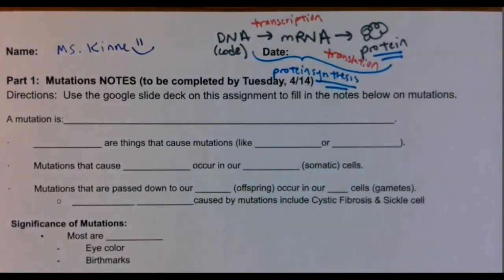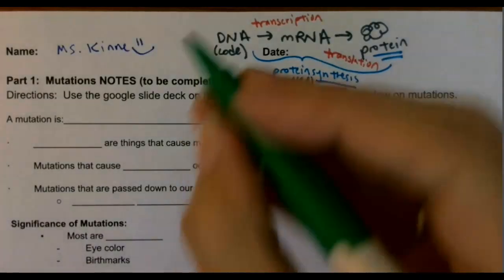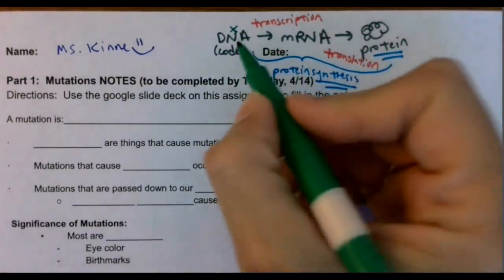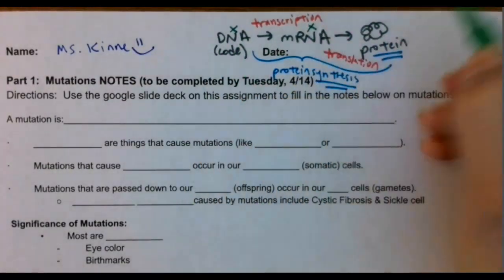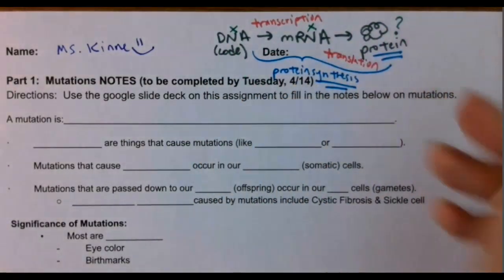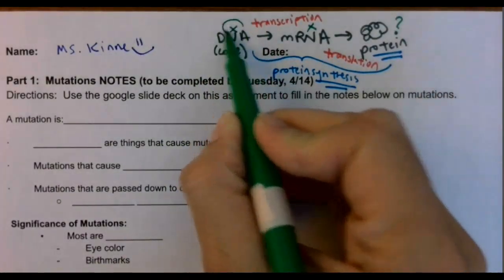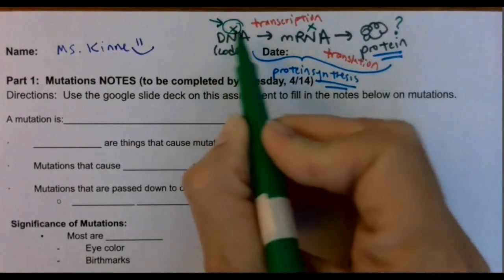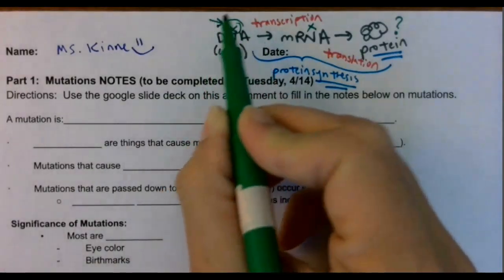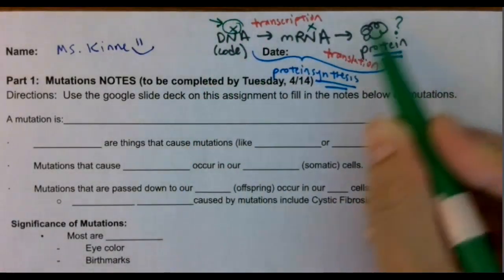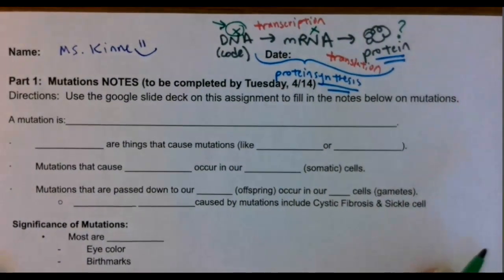So the question I have for you today is, what if something goes wrong? What if there's a mistake in the DNA, and that mistake is copied into the mRNA? What could happen to the protein? A lot of different things could happen. So we're going to start with that first. We're going to say, okay, what is that mistake in DNA called? What can cause this mistake in the DNA code? And what could the effects on the protein in your body be?